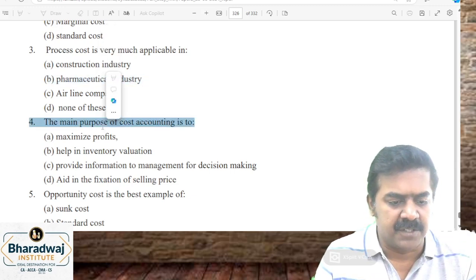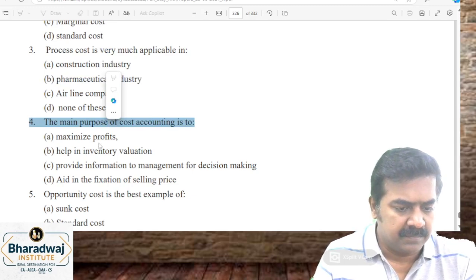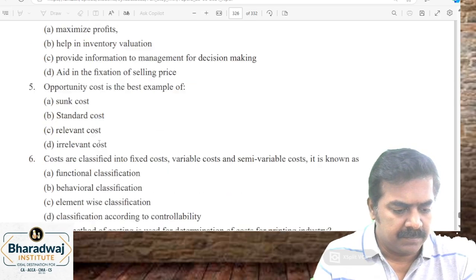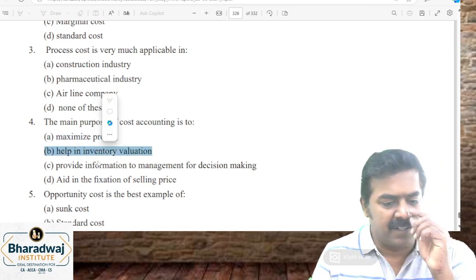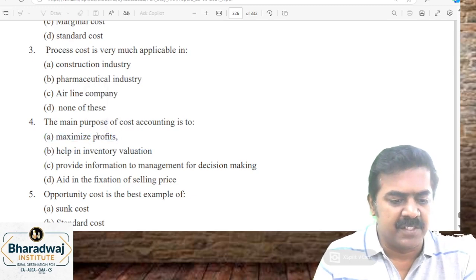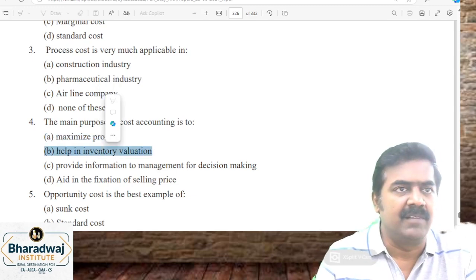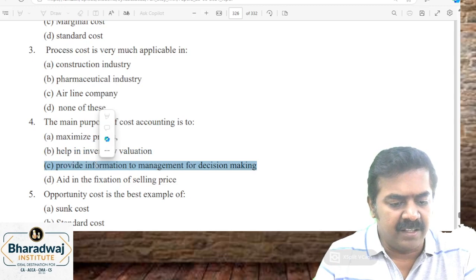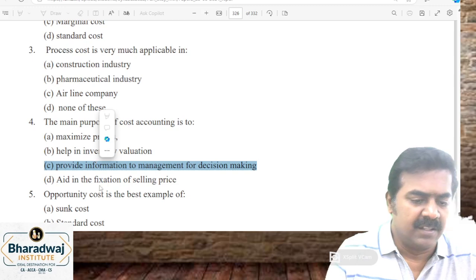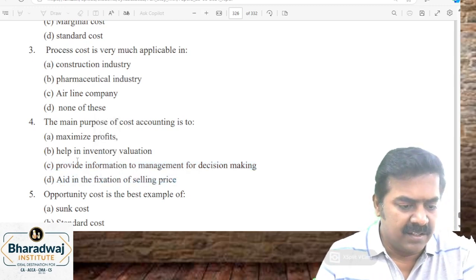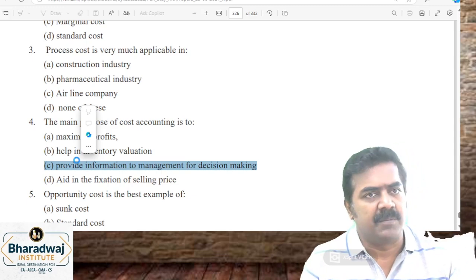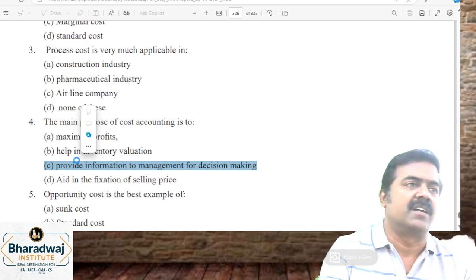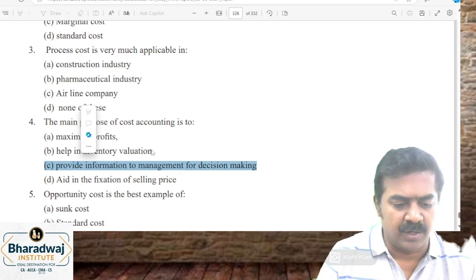The main purpose of cost accounting is to maximize profits. Are we here to maximize profit or value inventory? Maximizing the profits is subject of financial management. Helping the inventory valuation is financial accounting. Providing information to management for decision making purpose and aiding fixing the selling price, which is a correct answer. C is a correct answer. We provide information for decision making, such as fixing the selling price or controlling the cost or reducing the cost, allocation of cost and money. So for 4, answer is what? C.